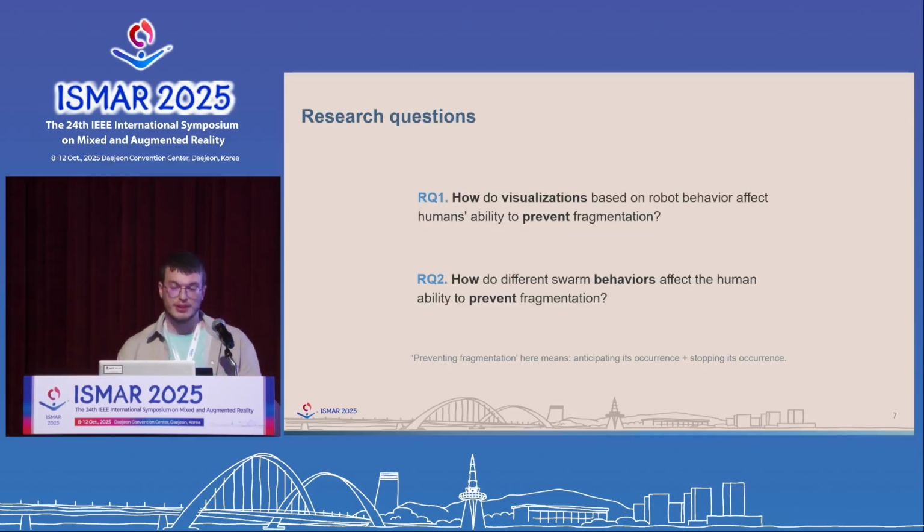In this study, we will answer two research questions. The first and main one is, how do visualizations based on the robot behavior affect the human's ability to prevent fragmentation? And our second question is, how do different swarm behaviors affect the human ability to prevent fragmentation? This second question will allow us to verify that there is a real need to help the operator.